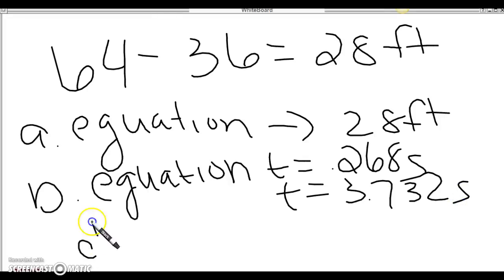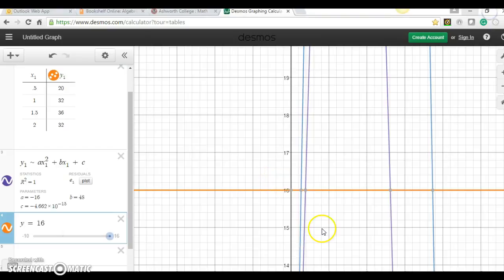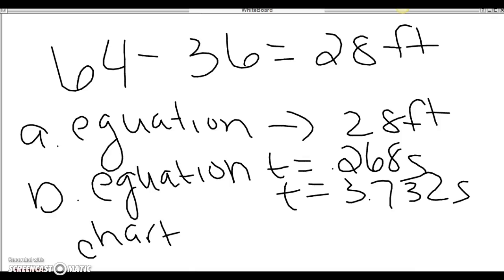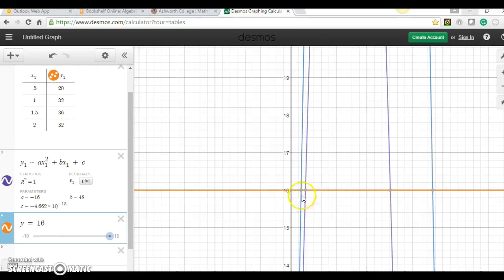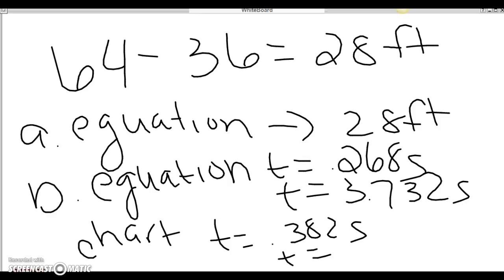All right, so for the chart, I think that was our purple line. Yes, and that's at 0.382. And it hits it at two places also, 2.618. So I hope this helps.